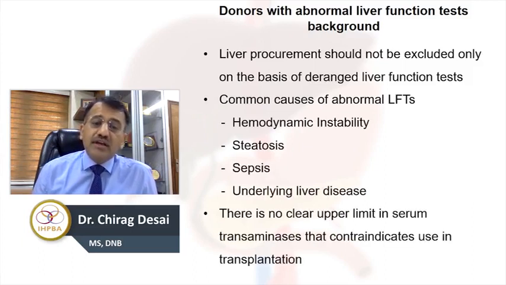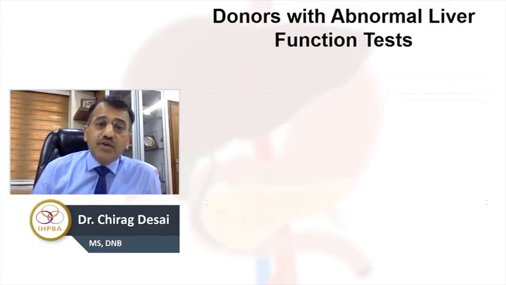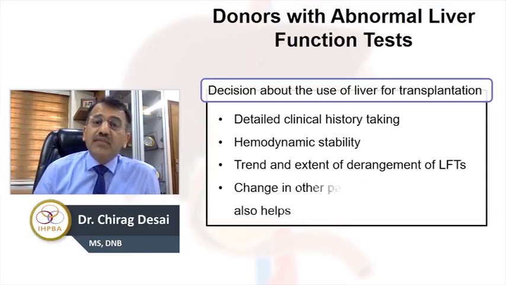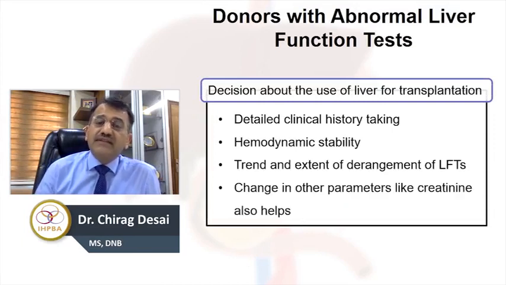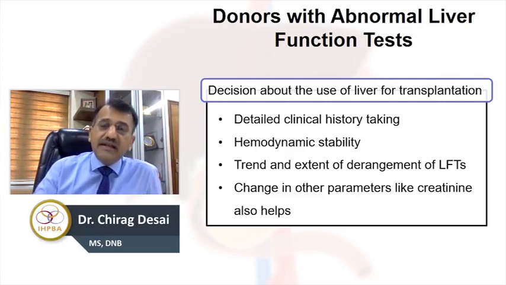There is no clear upper limit of transaminases above which the liver cannot be used. So it is the history, hemodynamic stability, trend, and extent of deranged liver function, whether they are improving or not, whether there is recovery or not, and whether there is associated change in parameters like serum creatinine or not. This all directly and indirectly tells you how significant the liver has been affected.